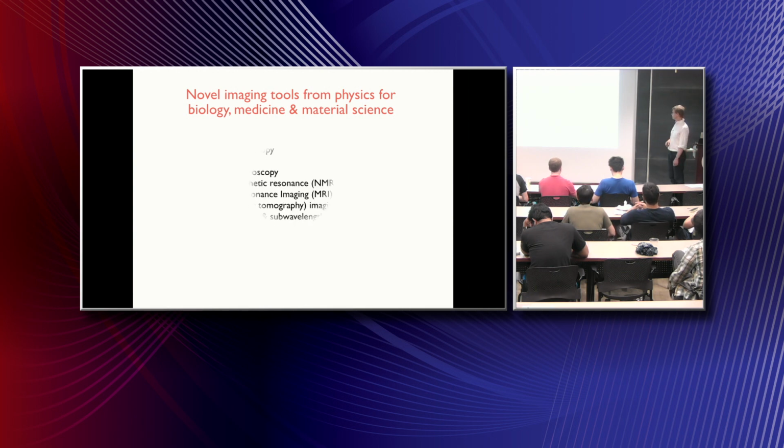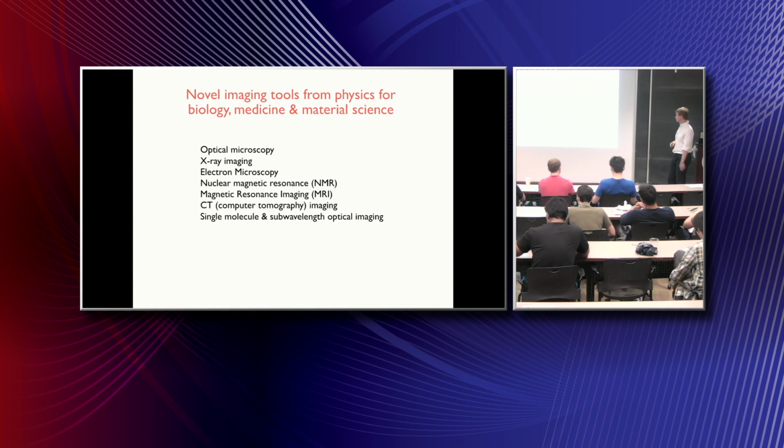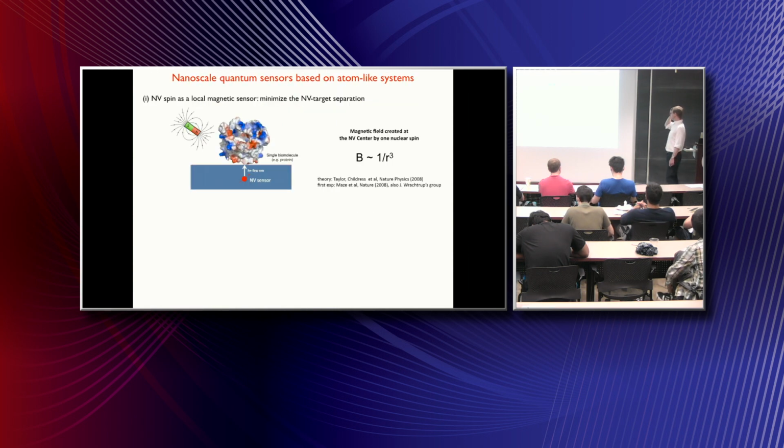So, for example, this is a short list of tools which originated in physics, but transformed areas like biology, medicine, and material science research. This all goes from the 18th century to the 20th century. It actually turns out that systems like, for example, atom-like impurities, spins, can also be applied in this area.